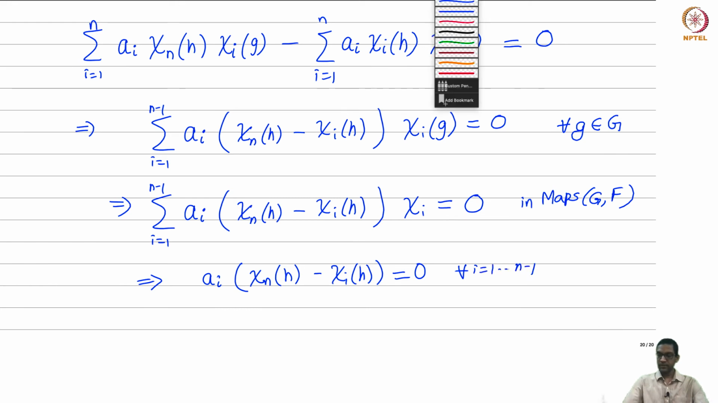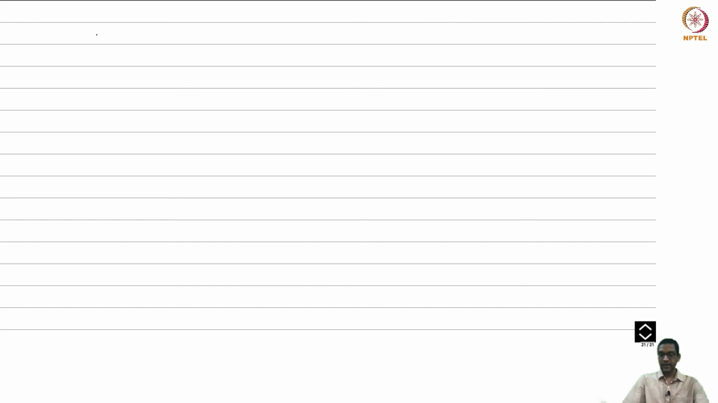But we recall had said that the AIs themselves were all non-zero by the induction hypothesis. That means that the inside has to be 0. So we conclude then that chi n of H therefore equals chi I of H. Okay, and this is for I equals 1 to n minus 1. But remember, this is the important observation, H itself was arbitrary. We fixed H to be any element of the group G.